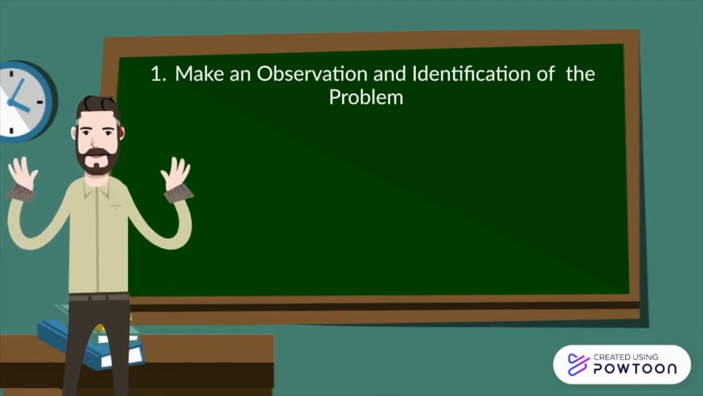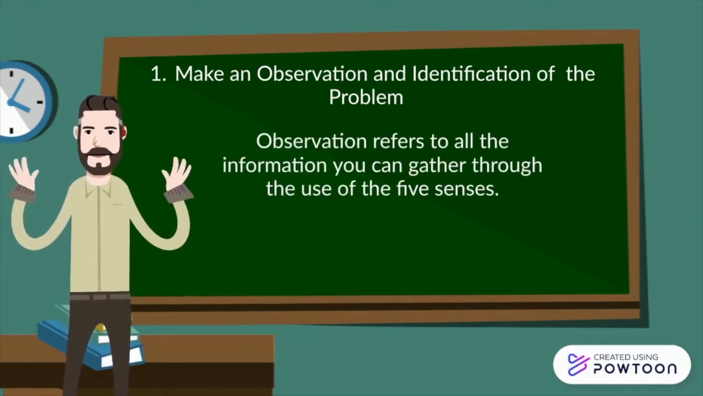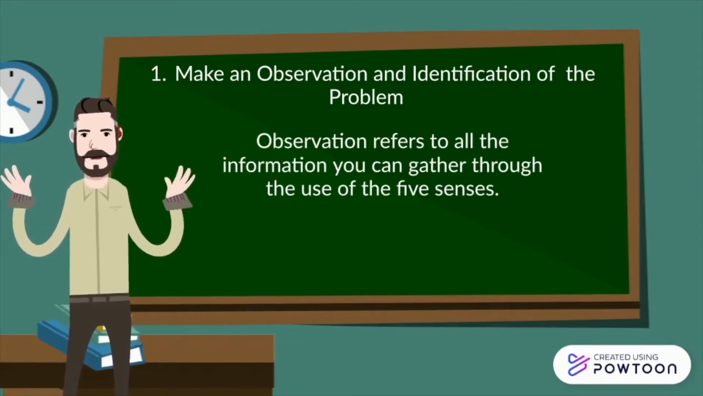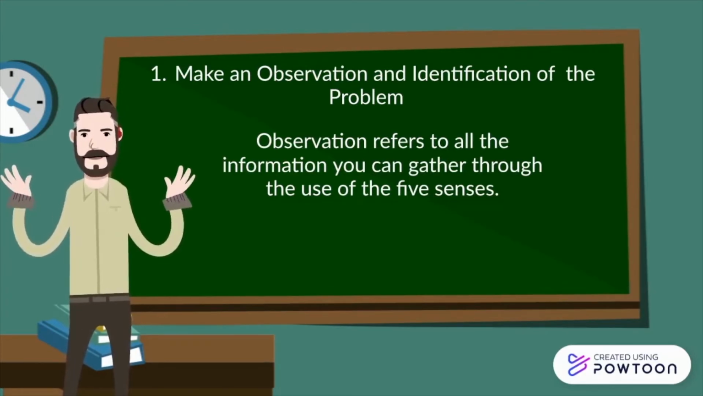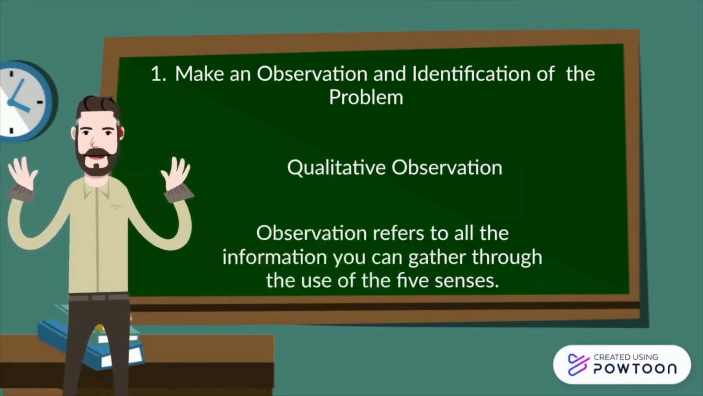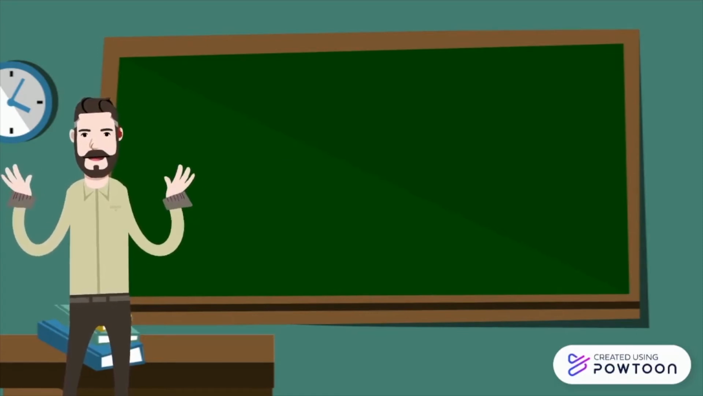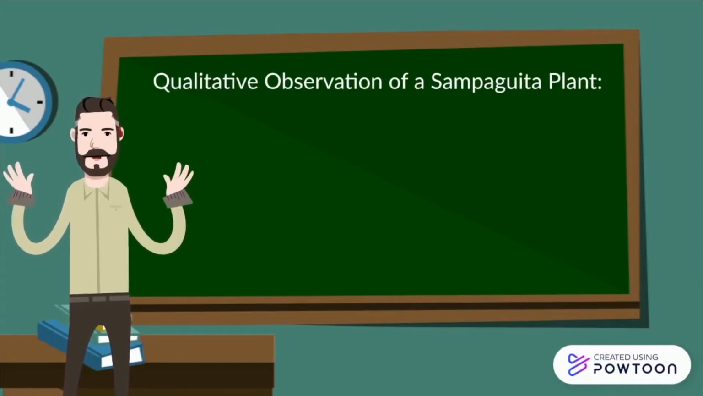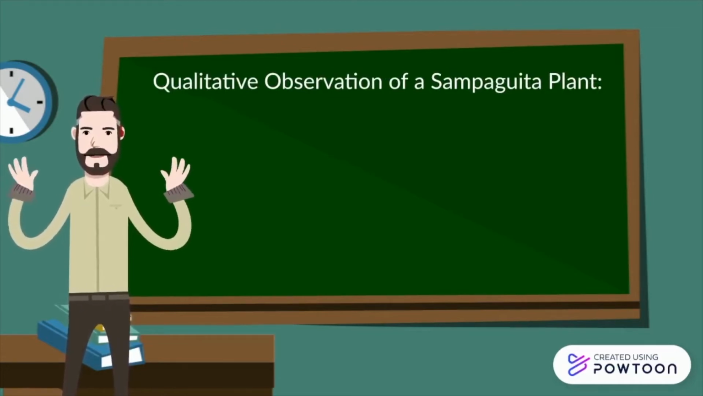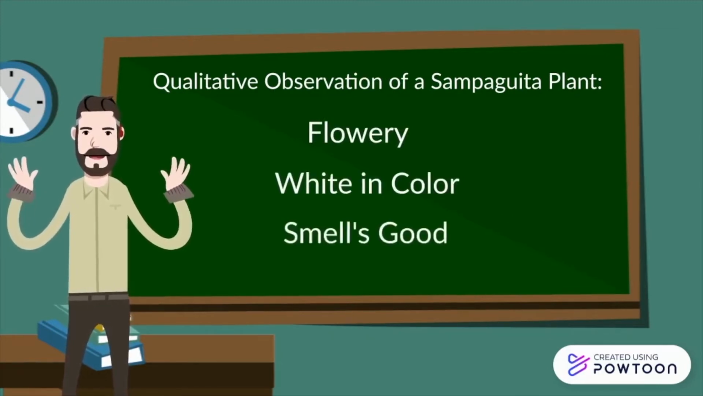The scientific method begins with observation. Observation refers to all the information you can gather through the use of the 5 senses. You observe all the time. Some observations describe something using only words. This is what we call qualitative observation. For example, if you were making qualitative observations of a sampaguita plant, you might use words such as flowery, white in color, and smells good.